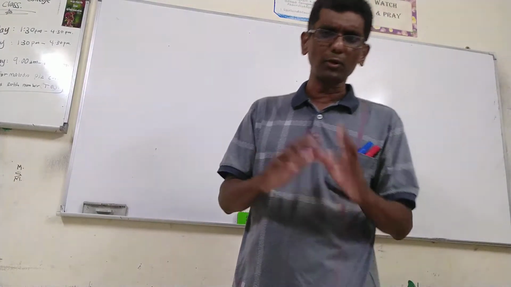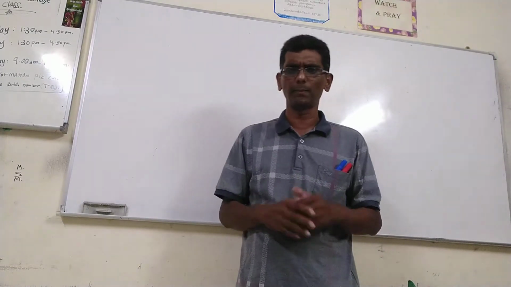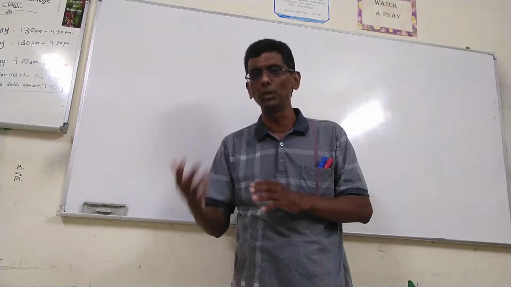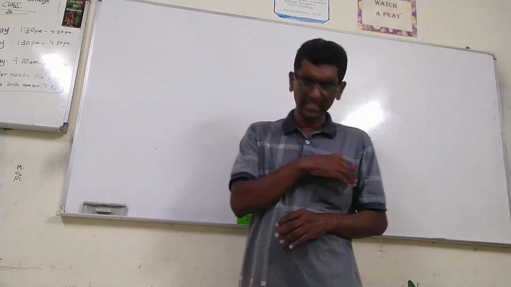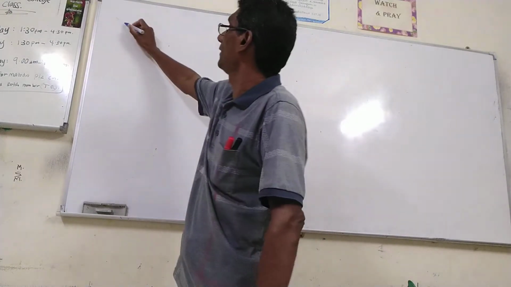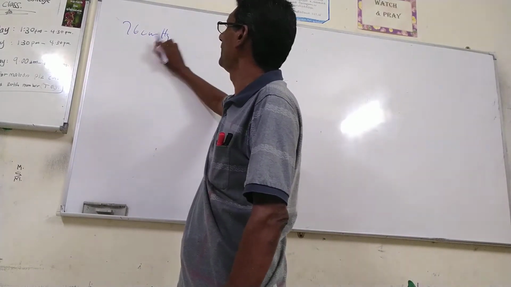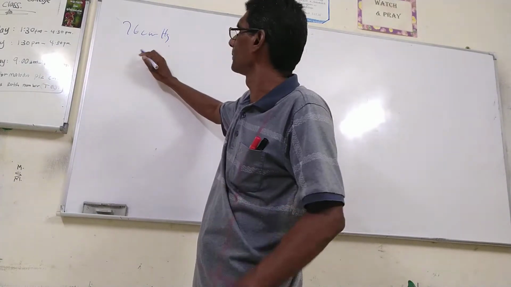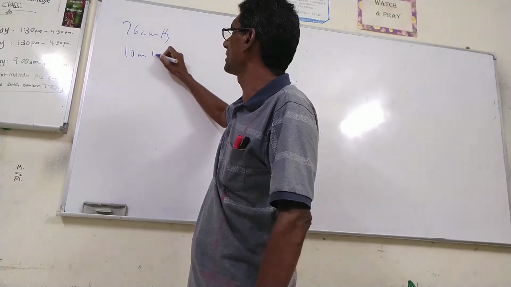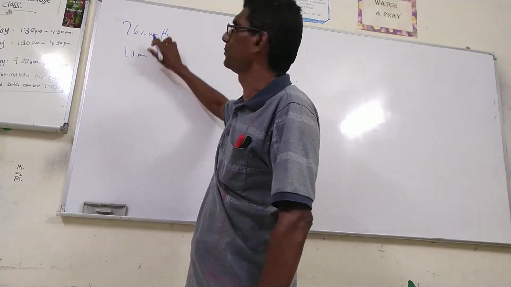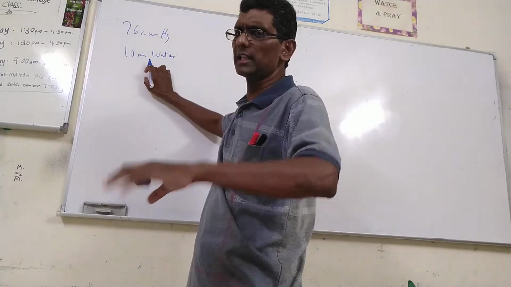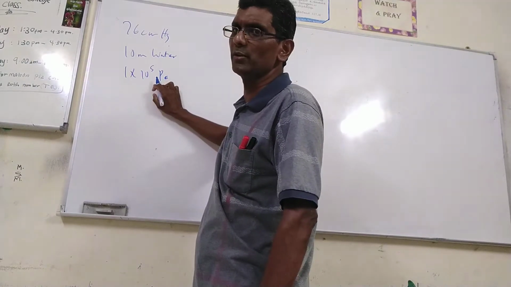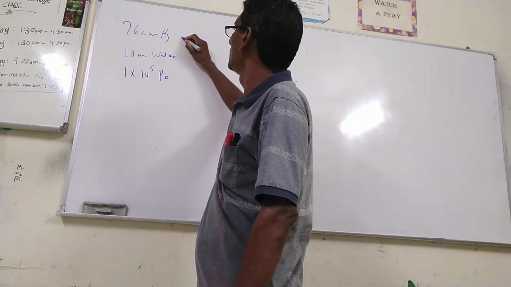There are three values for atmospheric pressure, but they are the same value in different units. The first one they give is 76 cmHg, centimeter Hg. Hg means mercury, so they measure with mercury. Another atmospheric pressure is 10 meters of water. Another is 1 times 10 to the power 5 Pascal, which is the SI unit of pressure.